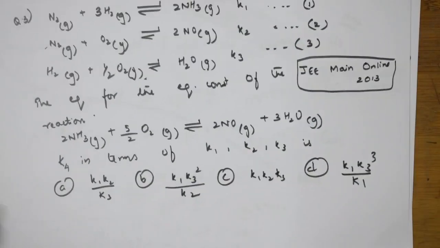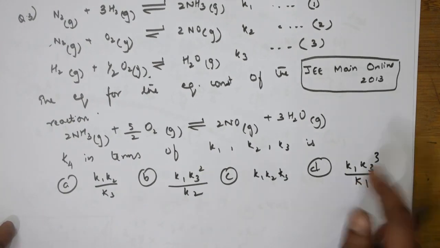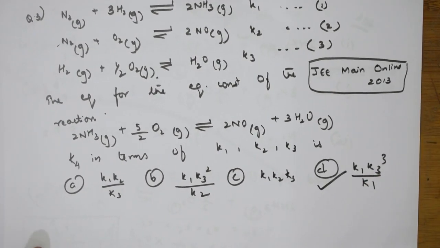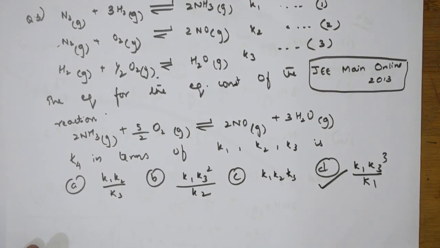Let us see the option. K2 into K3 cube by K1. D is the answer, right? Hope you have understood this. If you have not understood, please give your comment in the comment section.